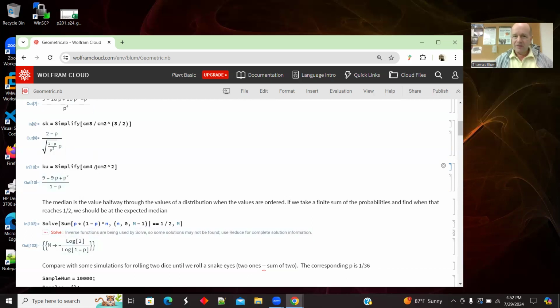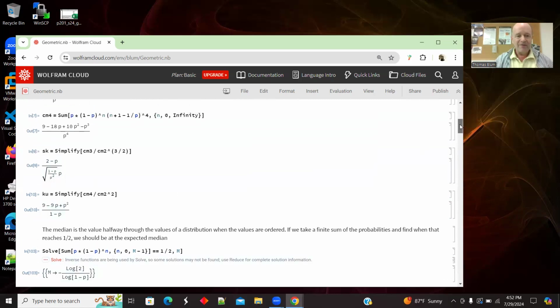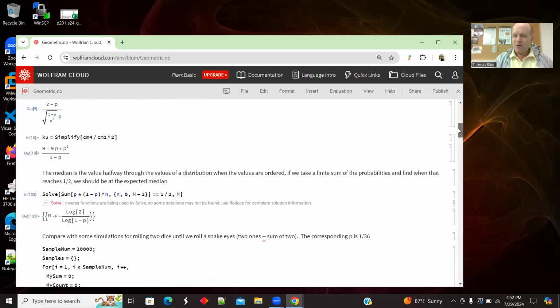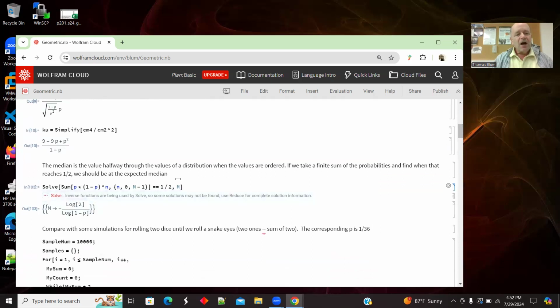So I have the only parameter is p. So all these statistical values, the mean, the variance, the skewness, the kurtosis, are all just simple expressions in terms of p. Another measure of centrality is the median. And the median is like if I sorted a bunch of values, it is the one in the middle.